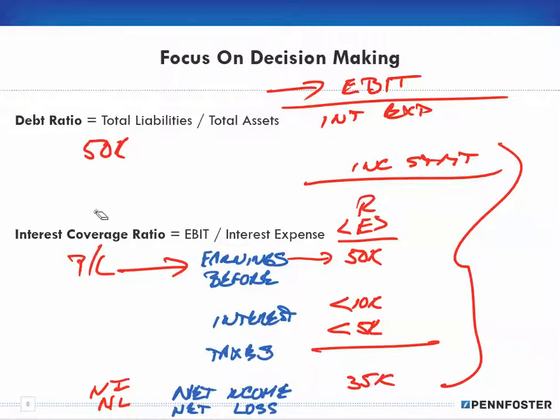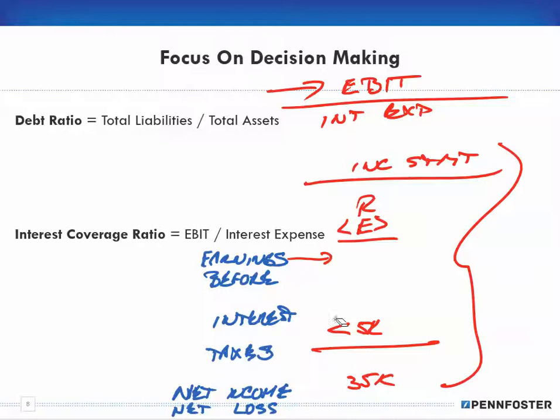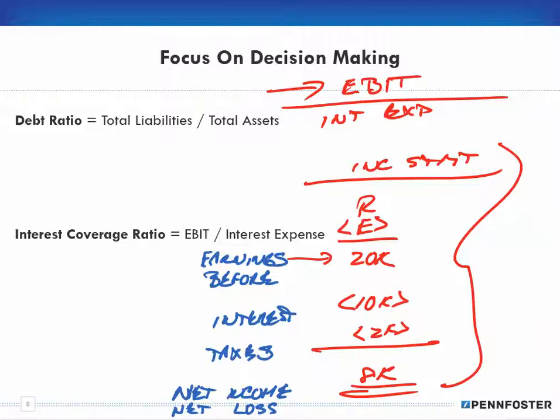Okay, so the book, and let me just make up some numbers here in order to more align with the book. All right, let's say that our earnings before interest and taxes is $20,000, and we have an interest expense of $10,000, and we have taxes of say $2,000. Okay, so our net income or loss, we're going to have an income of $8,000. That's going to be our bottom line.